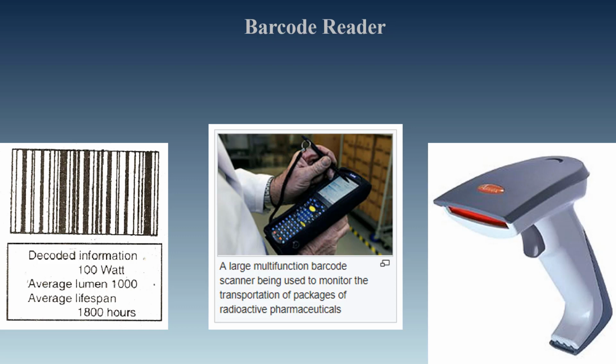And on the right hand side, this is the barcode reader. You might have seen this in shopping centers, in grocery stores, and this device decodes all this information from that particular product and sends it to the computer. It's also an input device, the barcode reader.